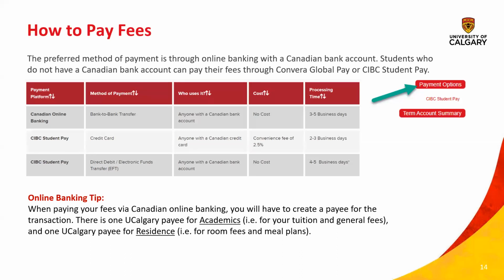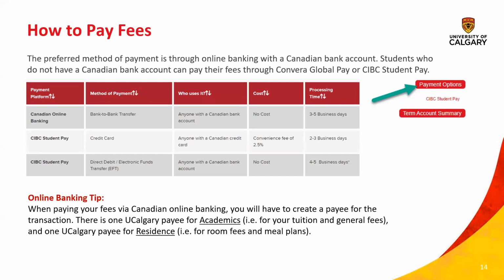You can access the payment options webpage, the last one that Ben had linked here, through the Student Center in the top right of the My Financial section, just to access those instructions for making payment as well. Now, when you are making payment through Canadian online banking, you're going to have to set up a payee, and then you're going to be making payments towards that particular payee.